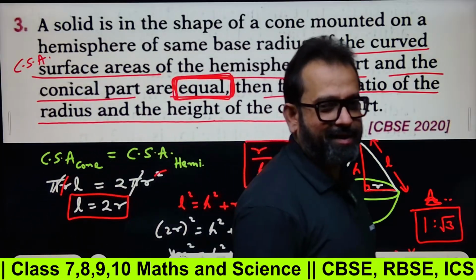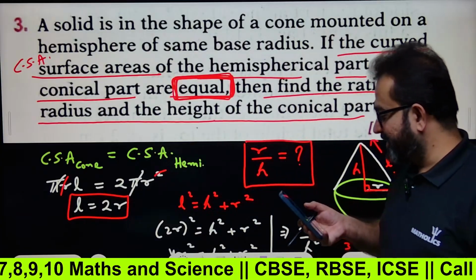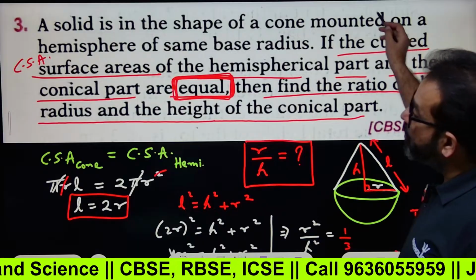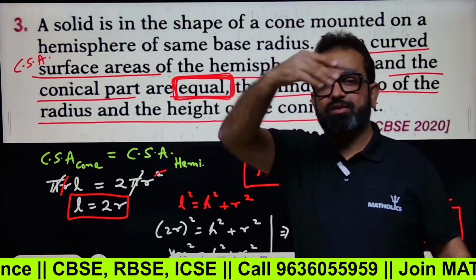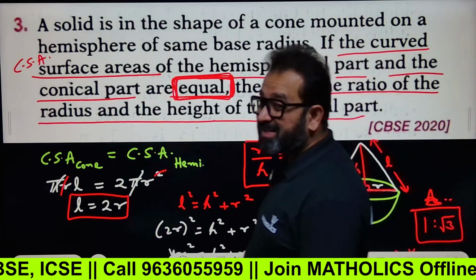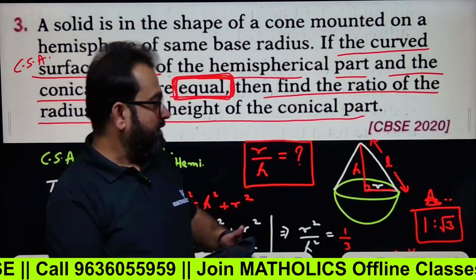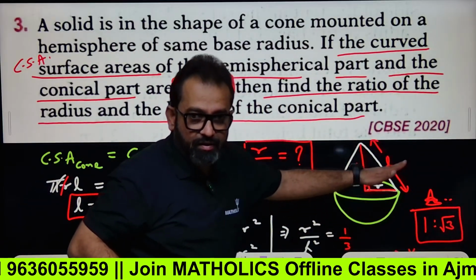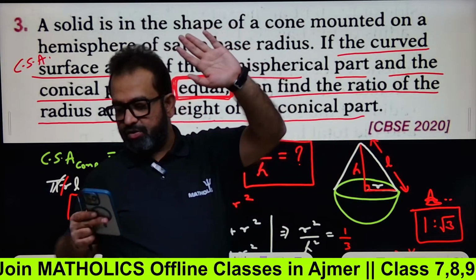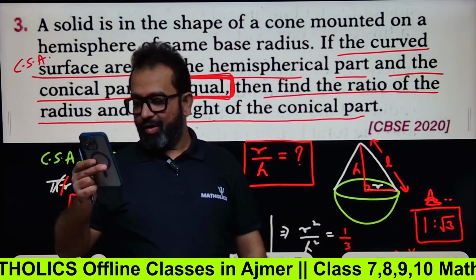Okay, let's move forward to this question only. What does this question say? See, a solid is in the shape of a cone. A cone like this. Now this cone is surmounted on a hemisphere, which would mean there is a hemisphere on the lower base and there is a cone on the top of it. Got the point? Yes or no in the comments?